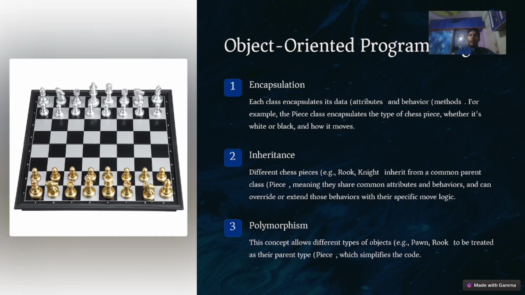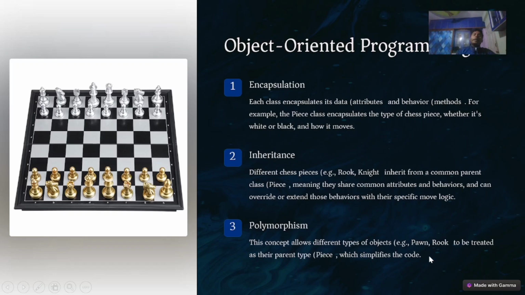Object-oriented programming. Encapsulation: each class encapsulates data attributes and behavior methods. For example, the Piece class encapsulates the type of chess piece, whether it's white or black, and how it moves. Inheritance: different chess pieces, for example rook and knight, inherit from the common parent class Piece, meaning they share common attributes and behavior and can override or extend those behaviors with their specific logic.